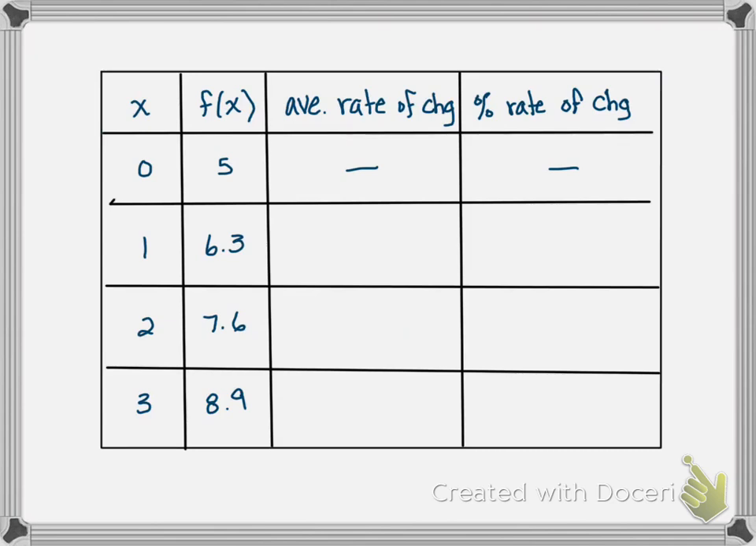Okay, so let's look at a table. When you have a table of values, you can determine if the function models a linear situation or an exponential situation just by calculating that average rate of change and percent rate of change and seeing which one is constant. We'll do the change in our y values divided by the change in our x values. Which is 1.3.